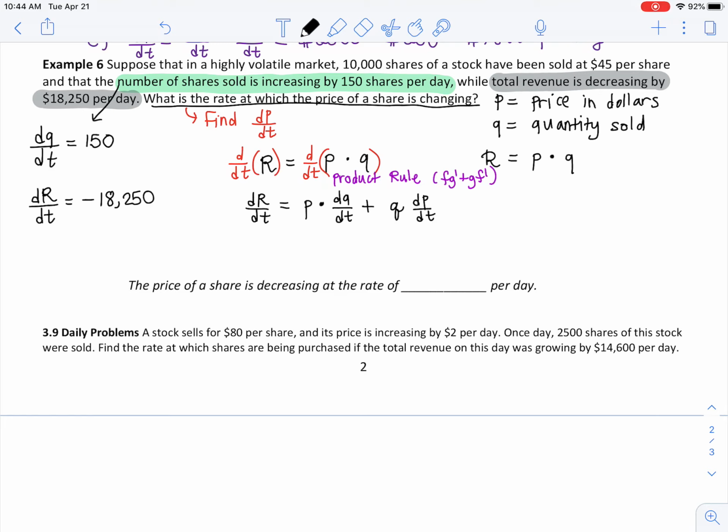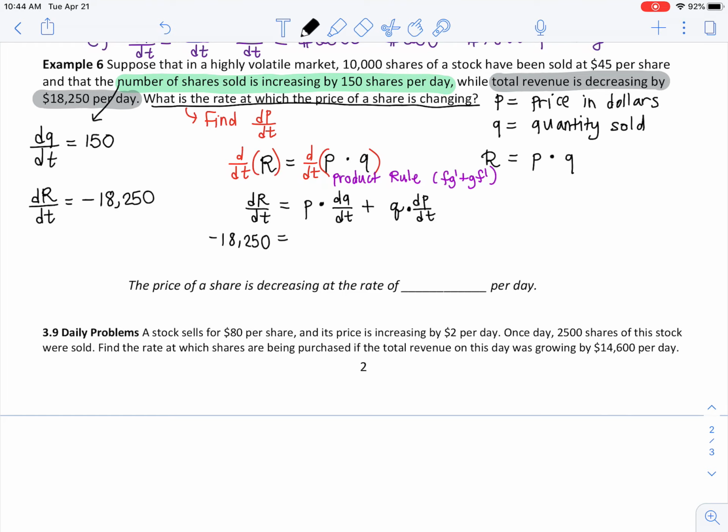All right, now, I hate how my Q looks like a 9. How can I make Q look more like Q? Does that look like a Q? Okay. Now, we do have everything that we can plug in. So let's start plugging in everything.